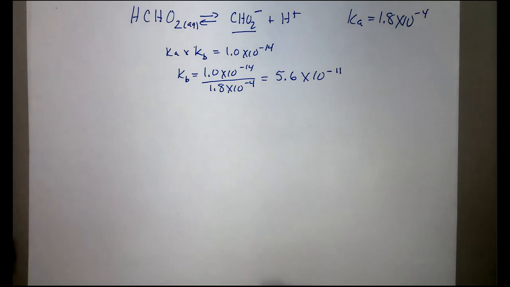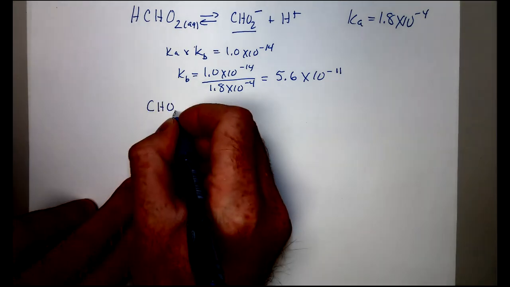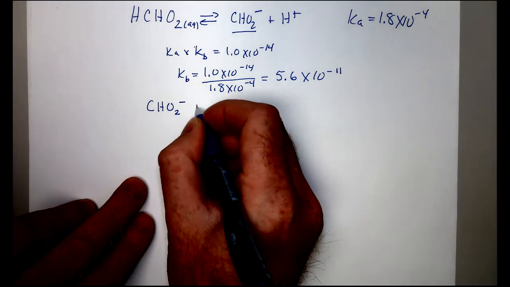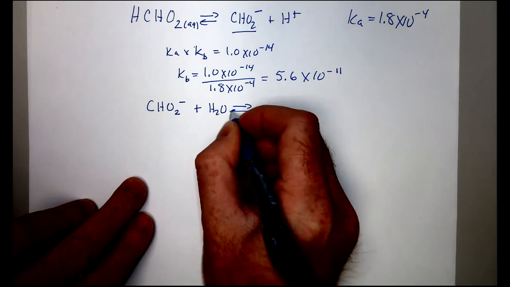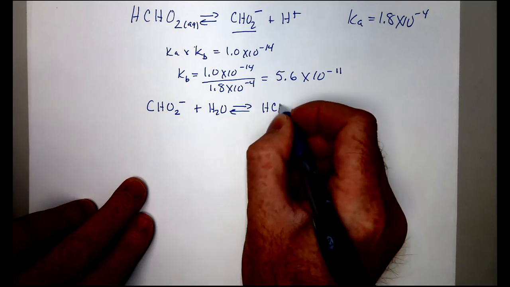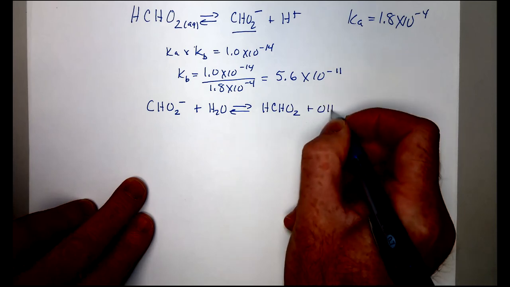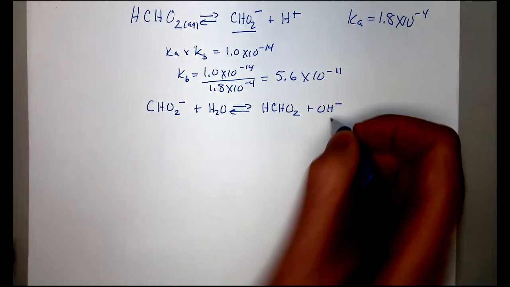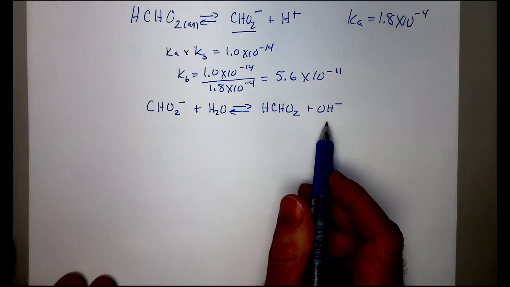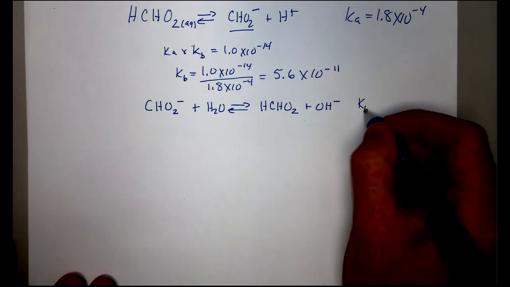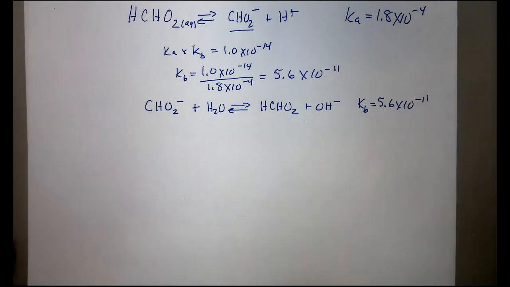So what equilibrium does that represent? That would represent the formate ion acting as a base. That is, it reacts with water, and what you would get is the formic acid again plus a hydroxide. So the formate acts as a weak base by reacting with water. And so the Kb for that reaction is what we just calculated, 5.6 times 10 to the negative 11th.